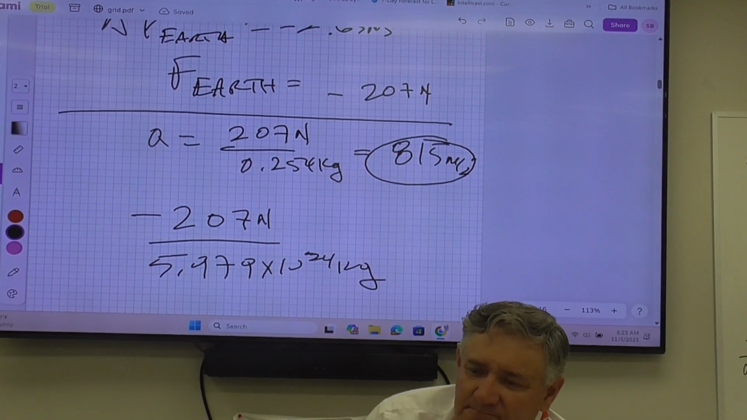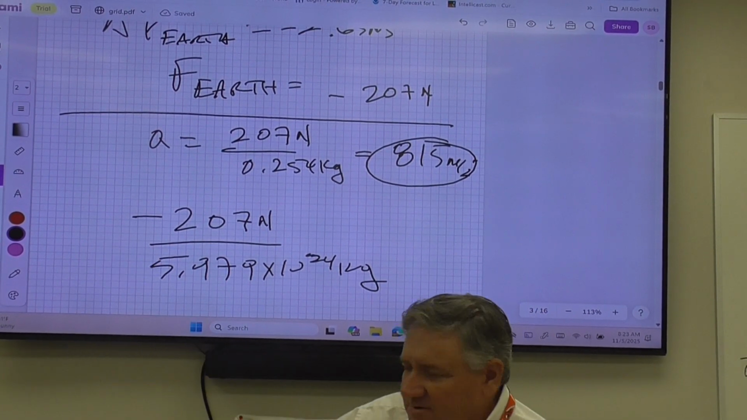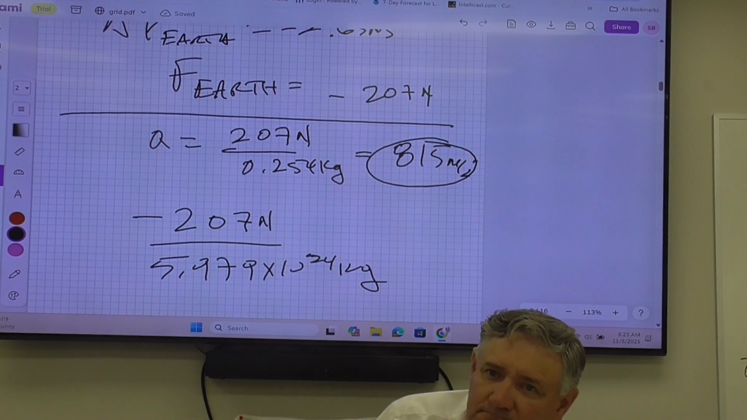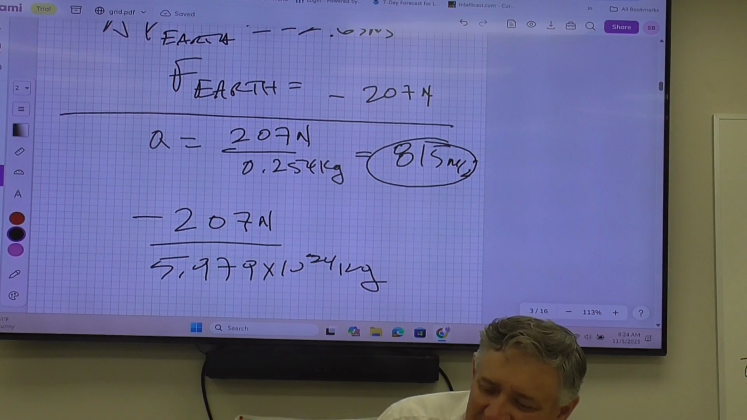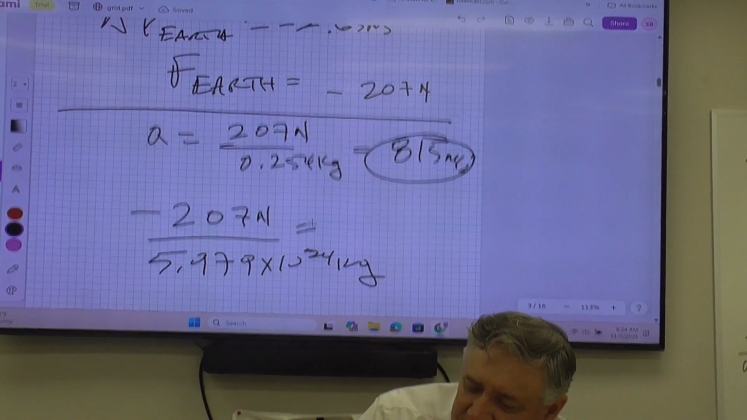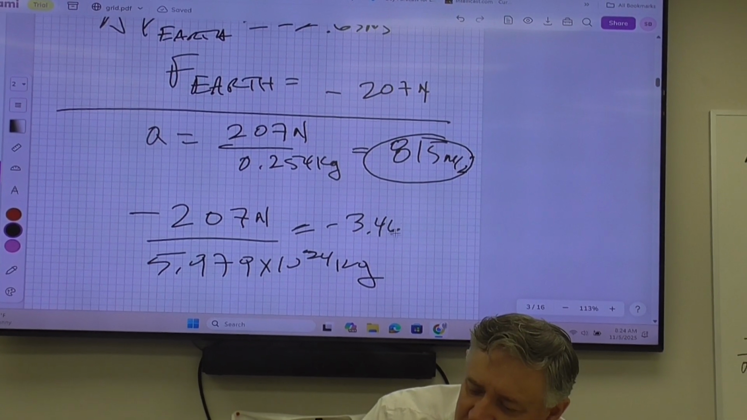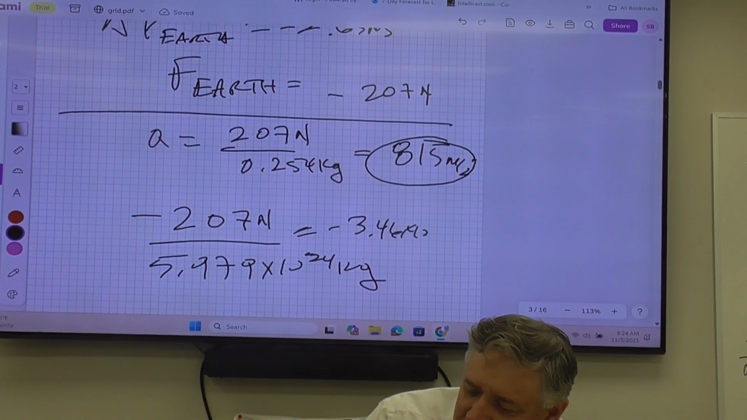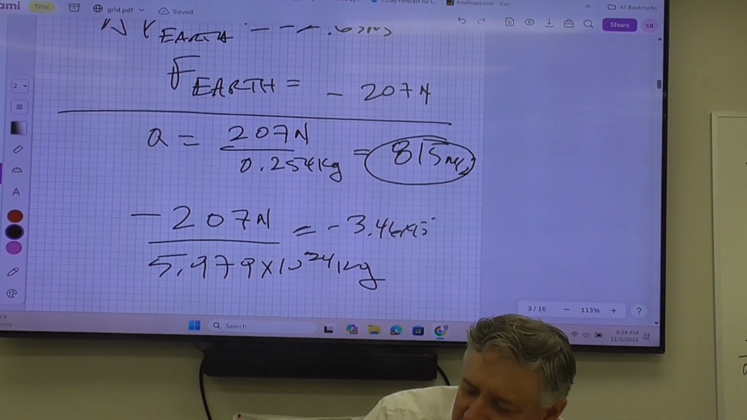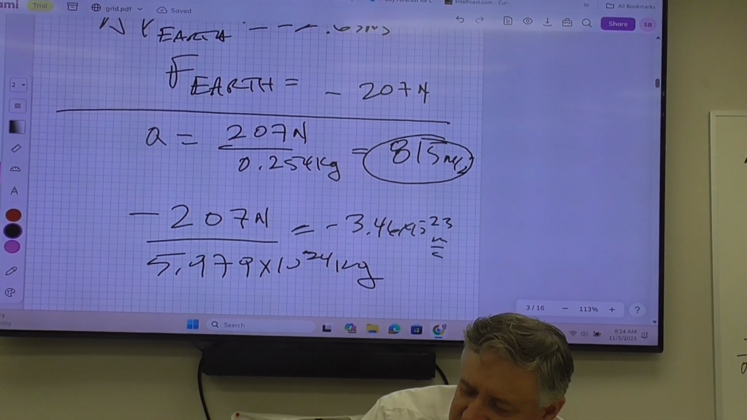I got a really tiny number: negative 3.4621174 times 10 to the negative 23rd meters per second squared.